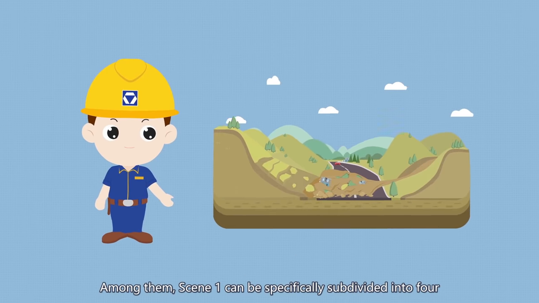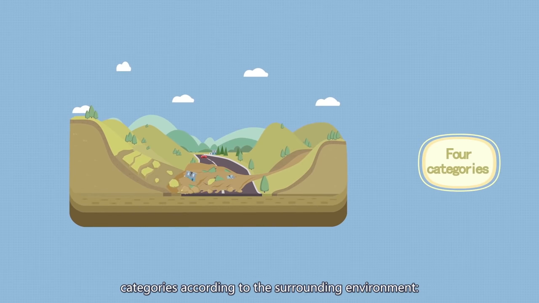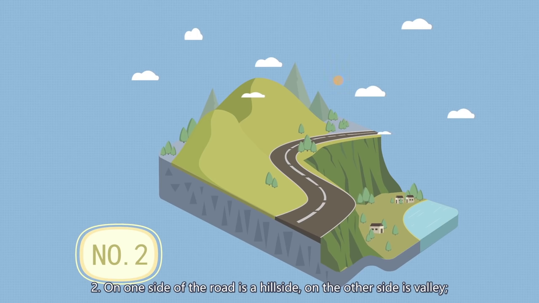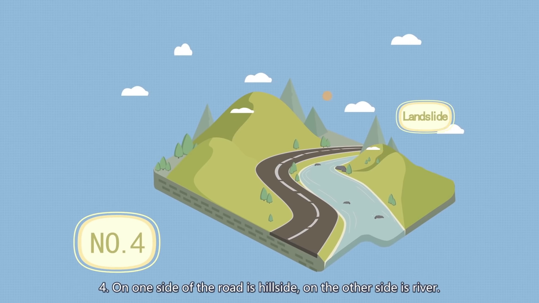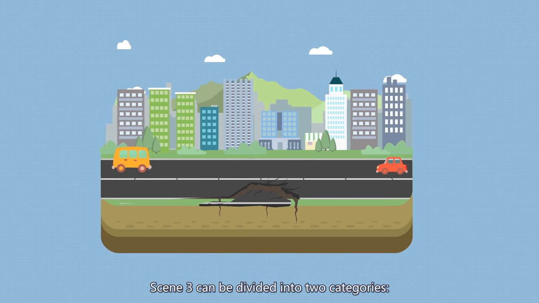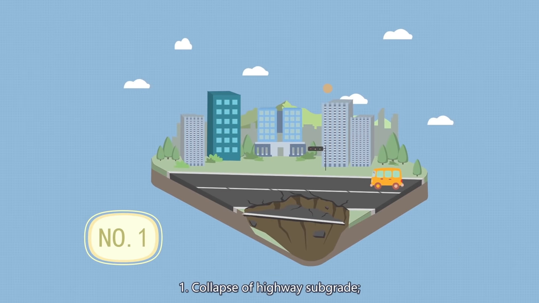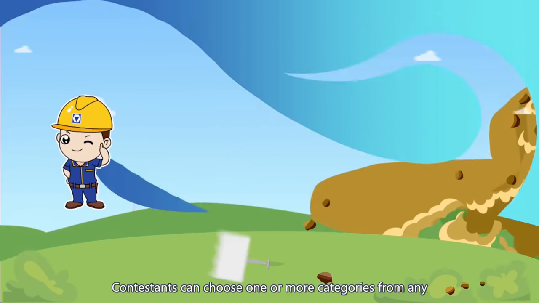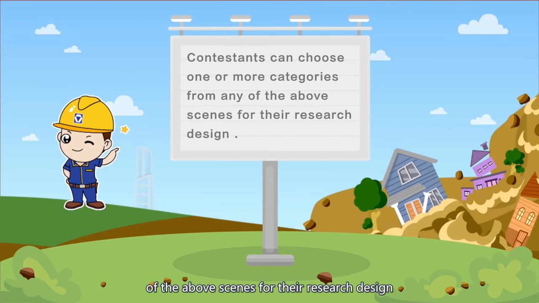Among them, Scene 1 can be specifically subdivided into four categories according to the surrounding environment. 1. There are hillsides on both sides of the road. 2. On one side of the road is a hillside, on the other side is valley. 3. On one side of the road is hillside, on the other side is gentle slope. 4. On one side of the road is hillside, on the other side is river. Scene 3 can be divided into two categories. 1. Collapse of highway subgrade. 2. Settlement of highway subgrade. Contestants can choose one or more categories from any of the above scenes for their research design.